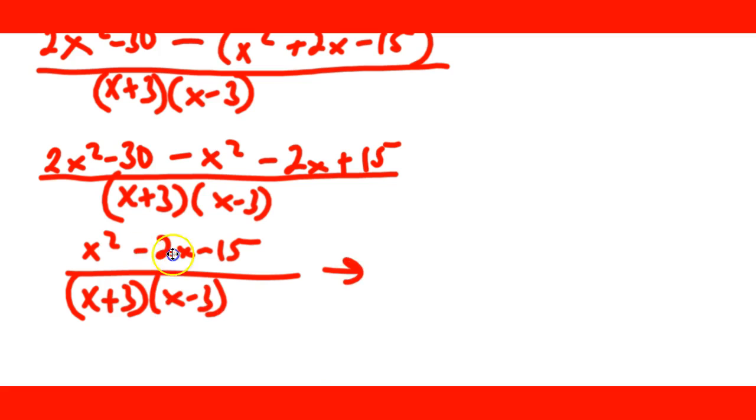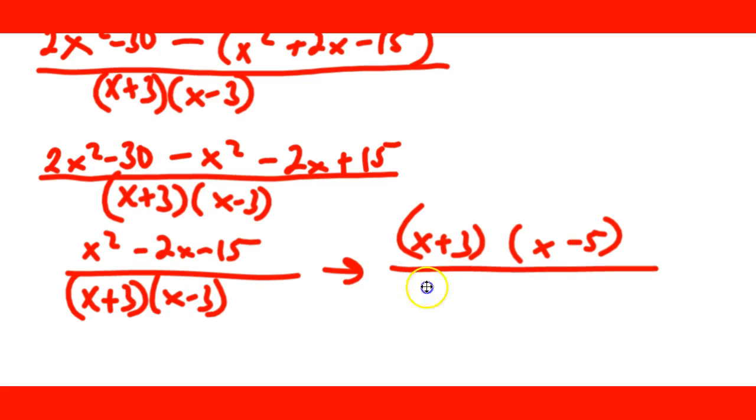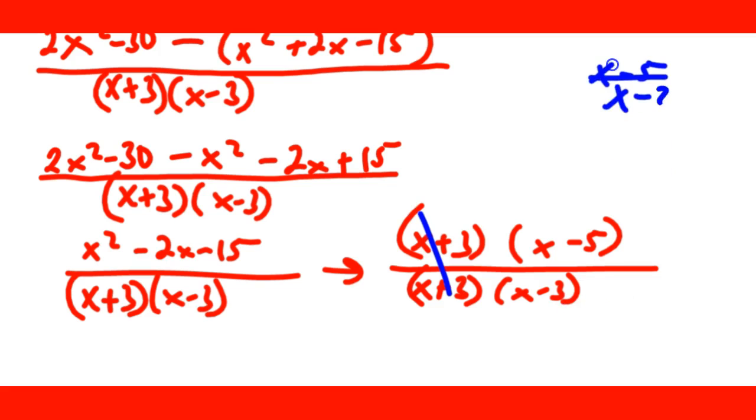Let's go ahead and simplify this right here. You have x plus 3, x minus 5, all over x plus 3, x minus 3. And then what can we cancel out? In this case, we can cancel out the x plus 3. So the final answer is going to be x minus 5, all over x minus 3.